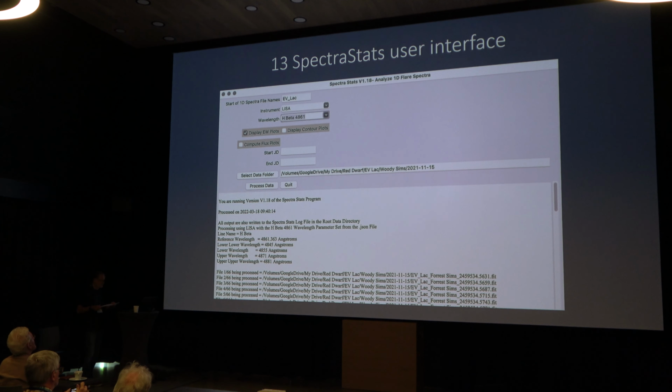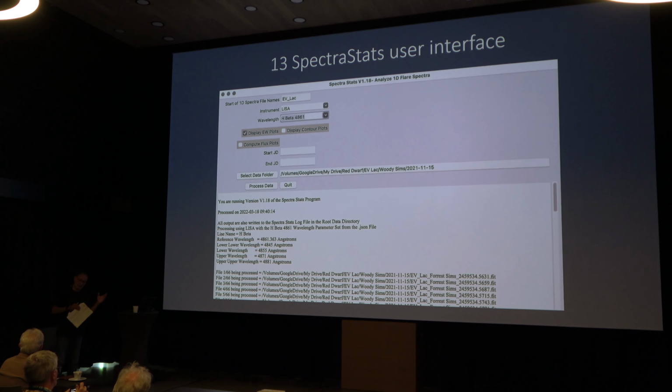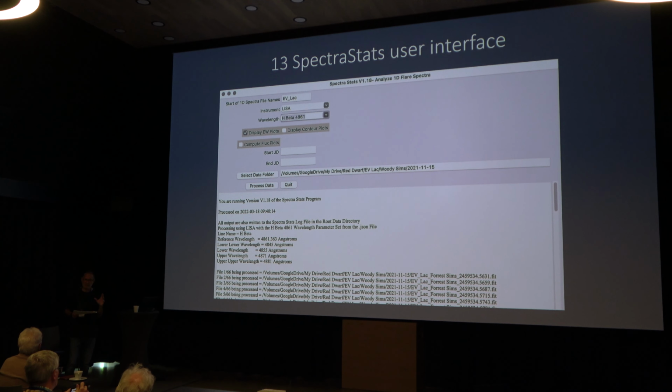SpectraStats user interface. This is for analysing 1D flare spectra. All spectra are processed as 1D spectra and uploaded onto the Google Drive. We're all singing from the same hymn sheet in that we're using ISIS. Some of you will be familiar with that French program from Christian Buil to process the spectra.